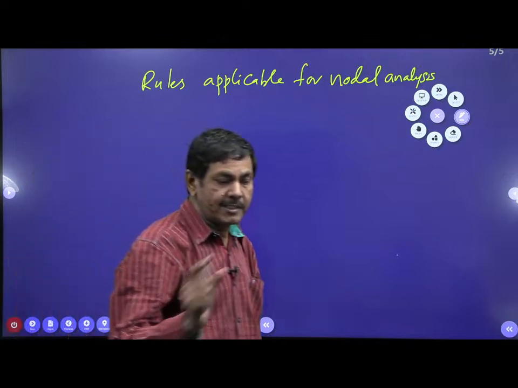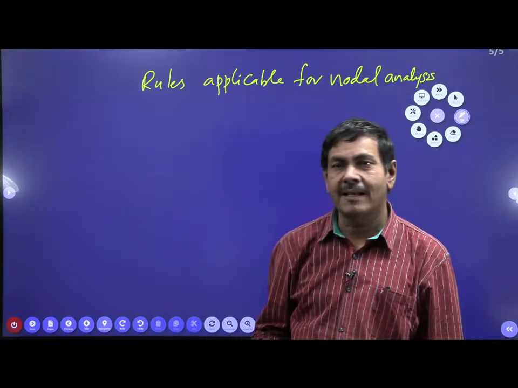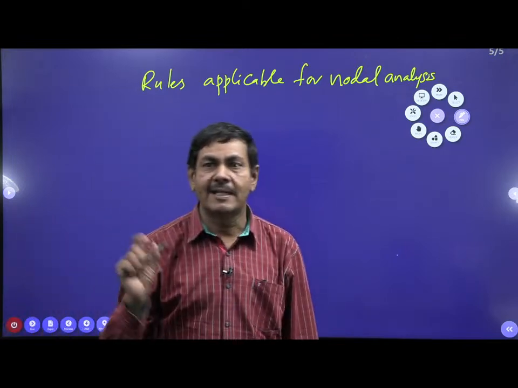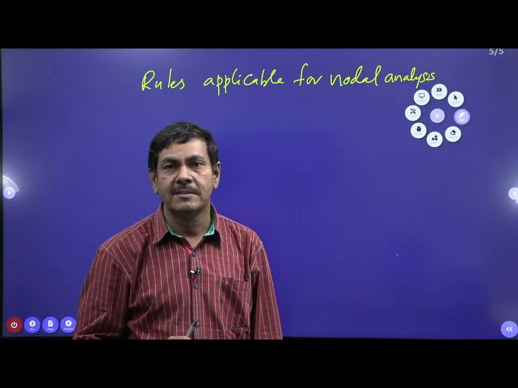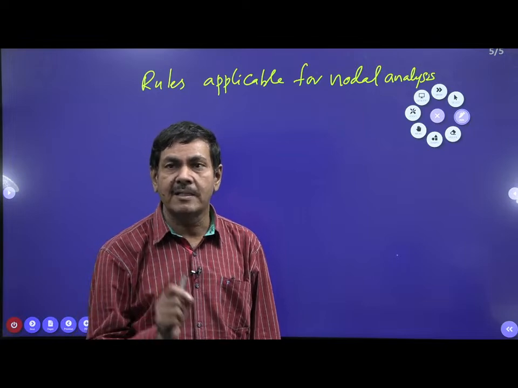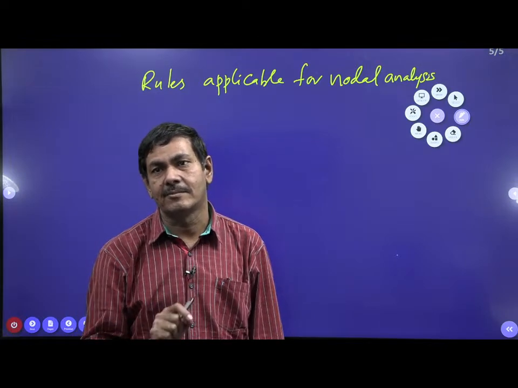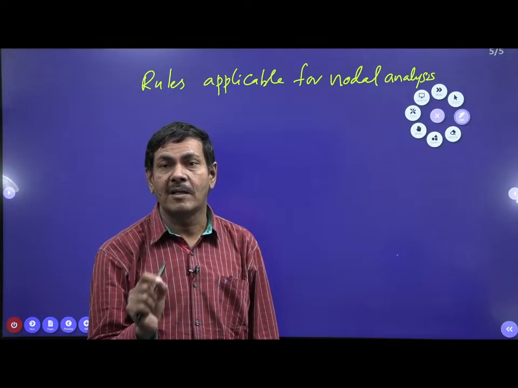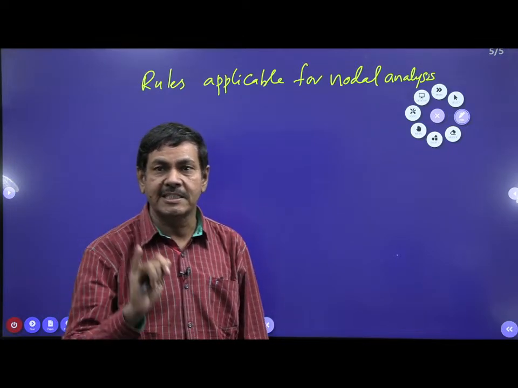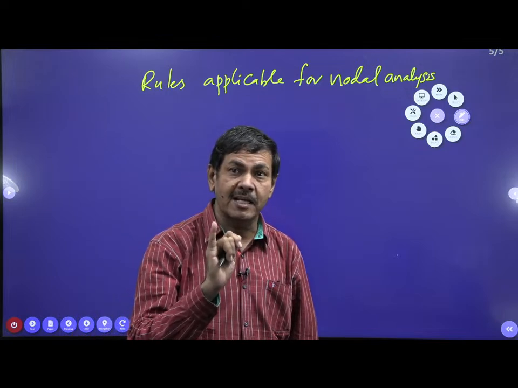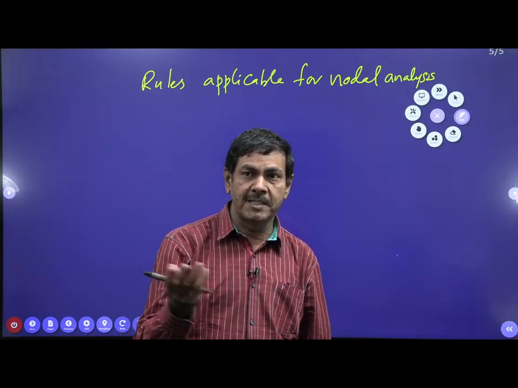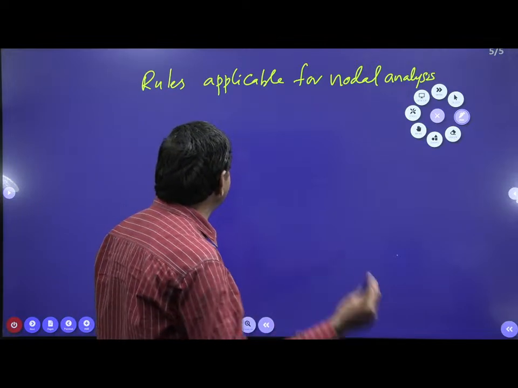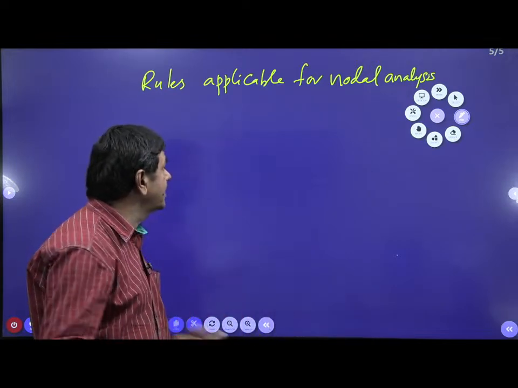Whenever a network is given, even in GATE or IES or any PSU, when a problem is given, what you need to do first is identify what nodes exist there. What are the principal nodes? Initially, you need to identify them. Principal nodes are more important. A principal node means a node where three or more branches are interconnected.